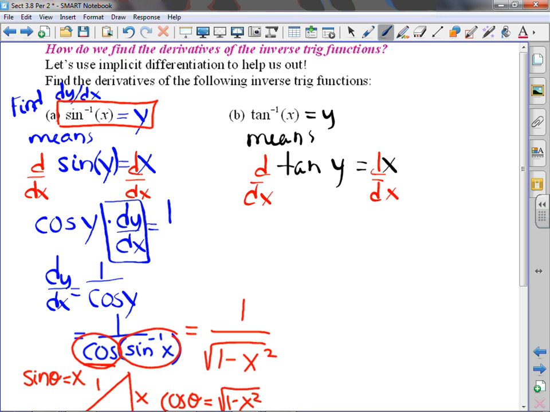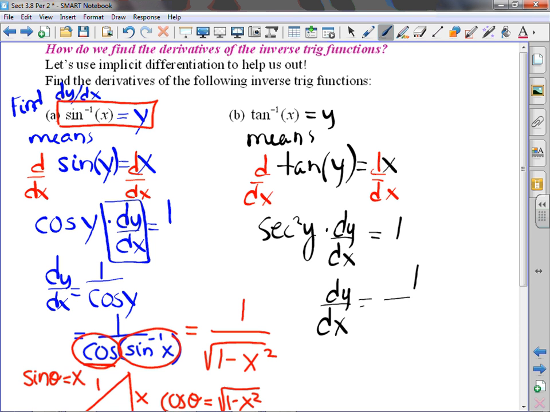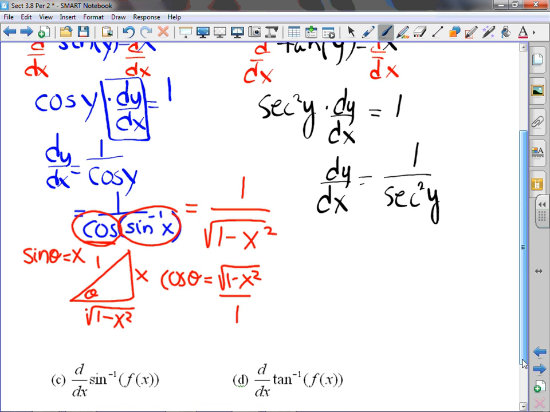And you told me that the derivative of tangent is secant squared of y. Then you have to chain it times the derivative of the inside function, which is what? dy dx. The derivative of y with respect to x. And that's equal to the derivative of x with respect to x, which is 1. Solving for dy dx, there are a couple ways you can do this. It's 1 over secant squared of y. Would you like me to change that to cosine? Because you don't like secant?